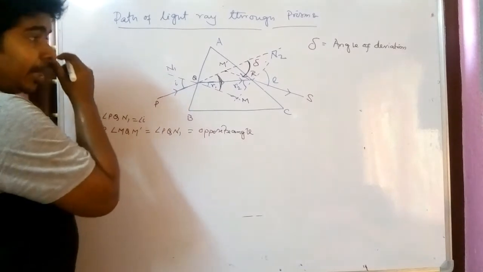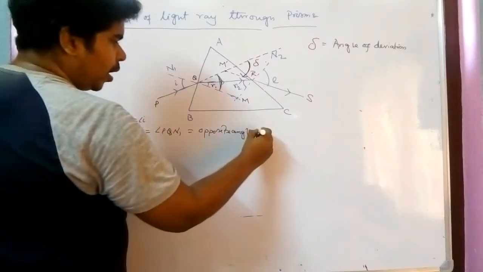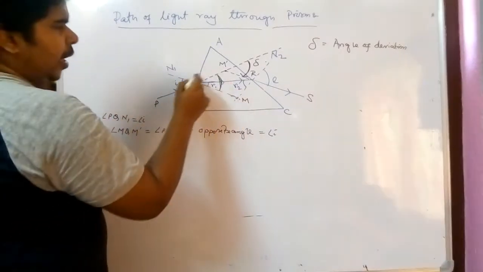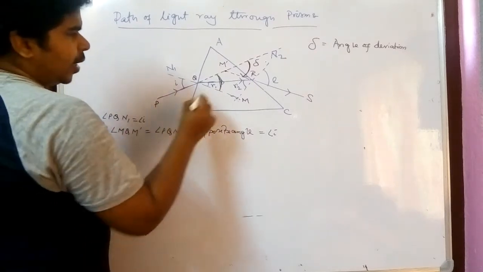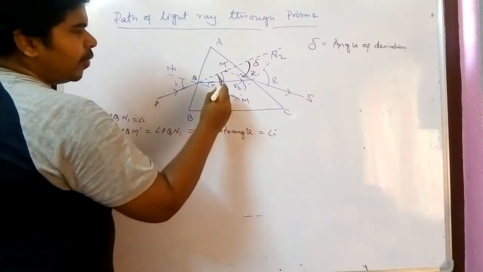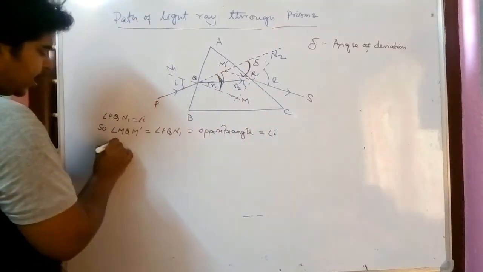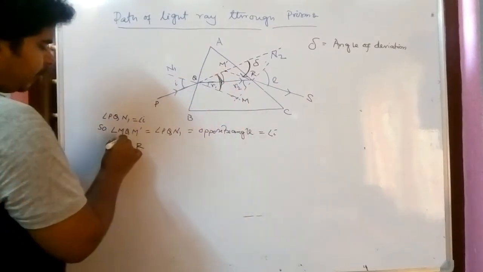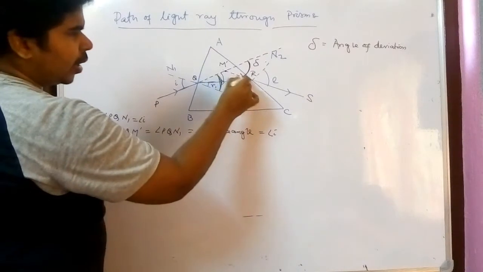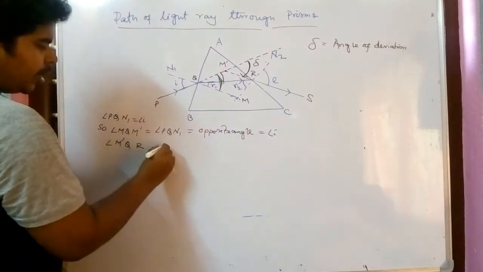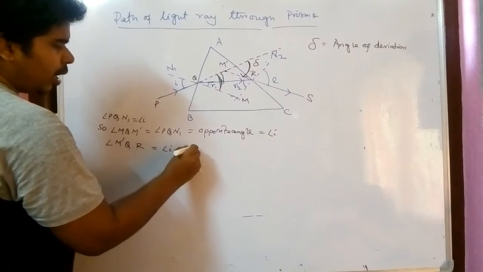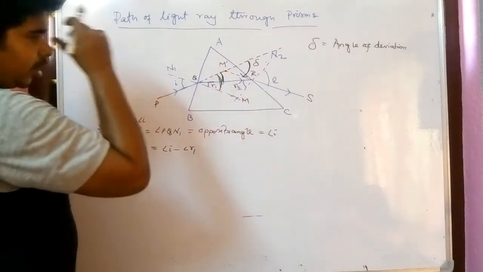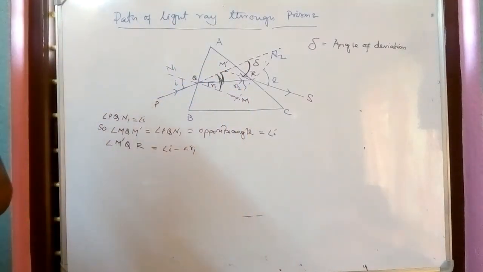So we can give a name here, and that name should be angle I. Angle M or M dash, that is also I. So if angle MQM dash is I, then this angle, if I have given a name, that is angle MQR, you see, M dash QR. So this angle should be angle I minus angle R1, because this angle is R1, here it is mentioned. So this portion will be angle I minus R1.